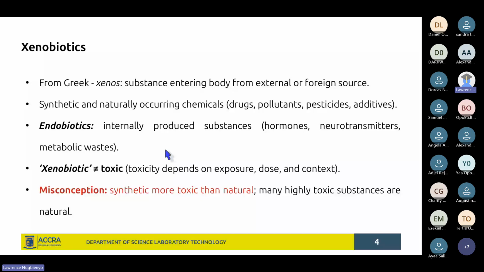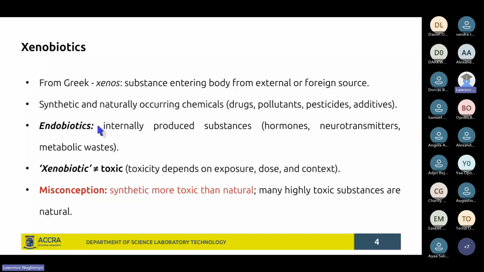These are all endobiotics because they are produced by the living organism itself in the body. But another thing we need to pay attention to is the fact that something is a xenobiotic does not necessarily mean that that substance is toxic. Because of course we have established that toxicity depends on exposure, dose, the amount of the substance to which you are exposed, and even the context in which you are exposed, which we will come to more.